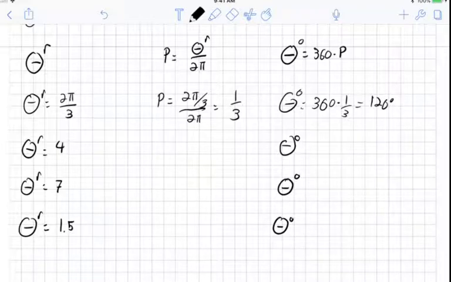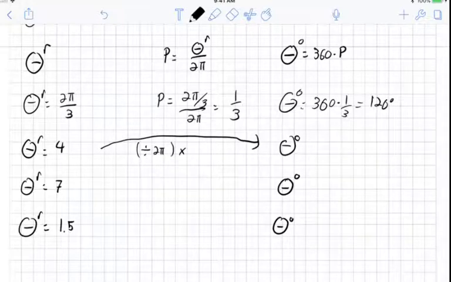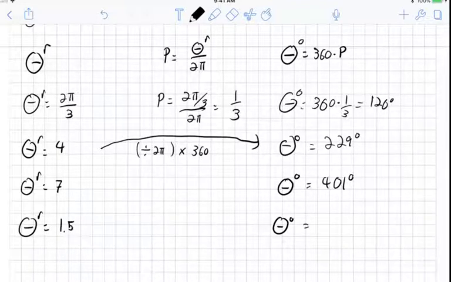If you want a shortcut, think about it like this. If you don't want to use the percentage argument, you can divide this number by 2 pi and then multiply it afterwards by 360. 4 divided by 2 pi times 360. 229 degrees. 7. 85.94 degrees. Okay.